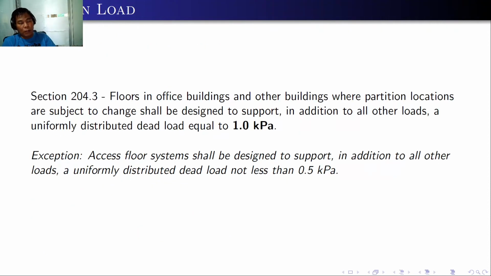For the partition load, NSCP says in section 204.3, floors in office buildings and other buildings where partition locations, take note, are subject to change shall be designed to support, in addition to all other loads, a uniformly distributed dead load equal to 1.0 kilopascal. So we will have a minimum partition load of 1.0 kilopascal, which usually happens in office buildings. An exception to this is an access floor system, which shall be designed to support, in addition to all other loads, a uniformly distributed dead load not less than 0.5 kilopascal.